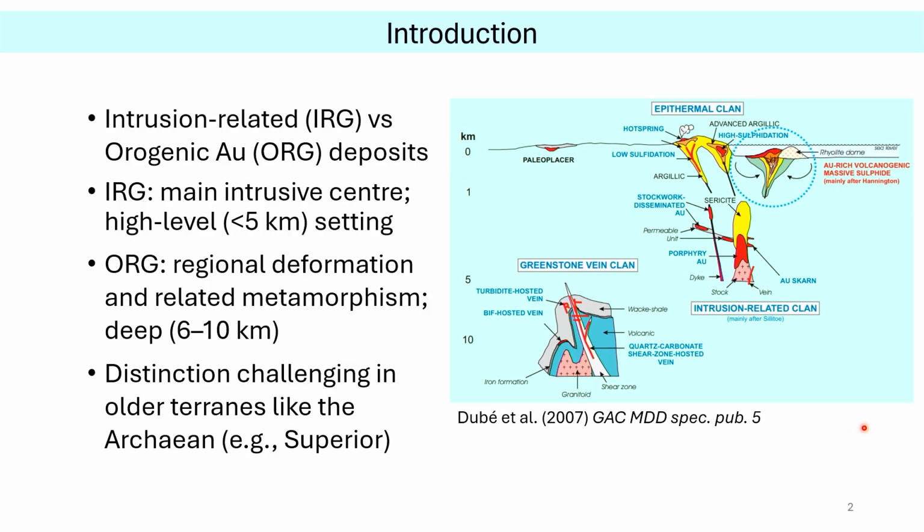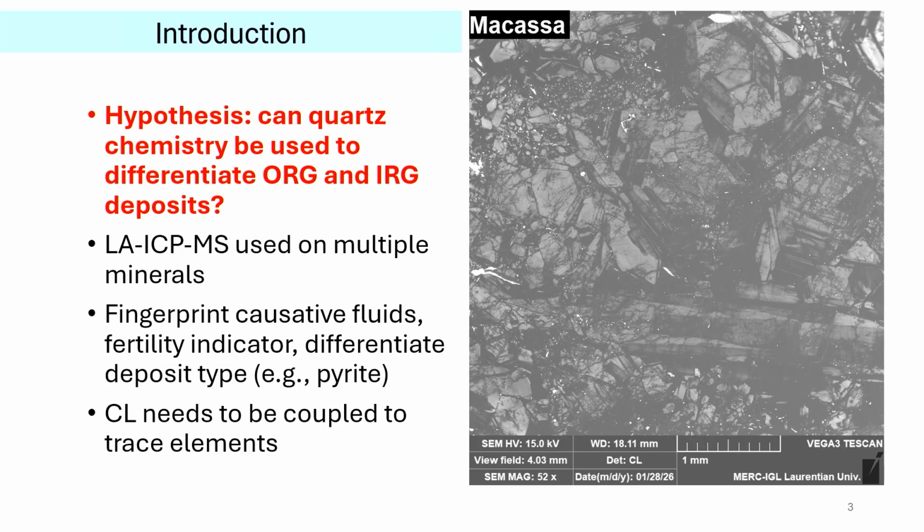The distinction is easier in Phanerozoic settings, but it's a lot more difficult in older Archean settings like Superior, because the field relationships are a bit more ambiguous because of all of the later overprinting deformation and metamorphic events that may or may not have been related to the initial gold mineralizing events. So this leads to the hypothesis: can quartz chemistry be used to differentiate between orogenic and intrusion-related gold deposits?